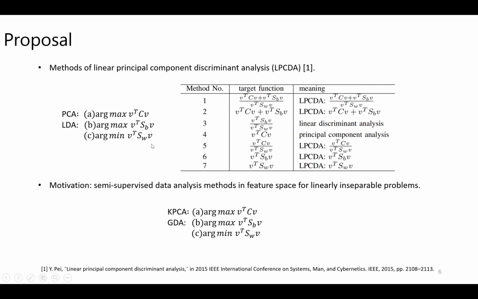Next is our proposal part. In reference 1, the author combines 3 objectives of PCA and LDA to generate a framework of 7 methods called linear principal component discriminant analysis, LPCDA. As mentioned above, PCA and LDA are unsupervised and supervised learning methods respectively. So these 7 methods have both unsupervised and supervised characteristics. They can be called the semi-supervised data analysis methods.